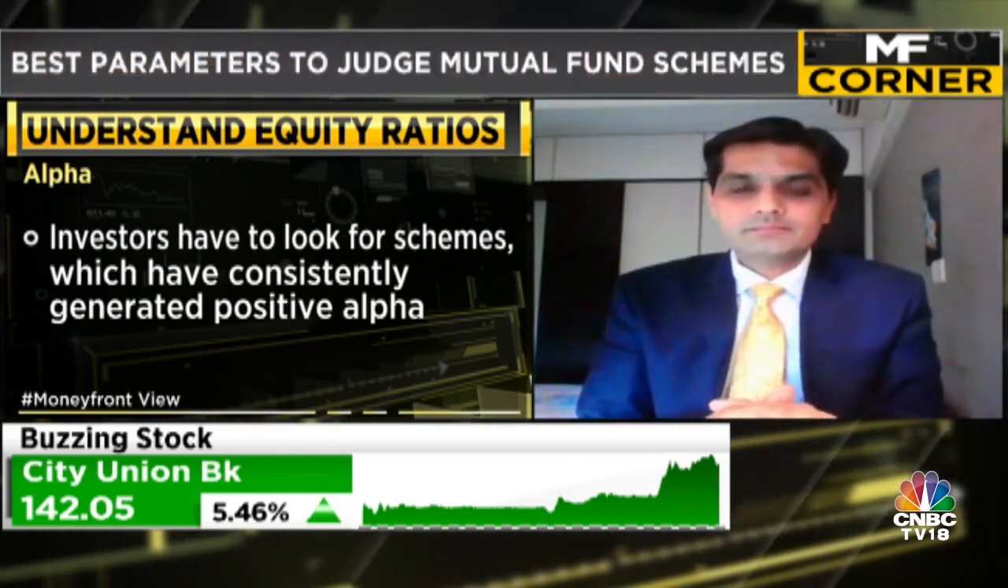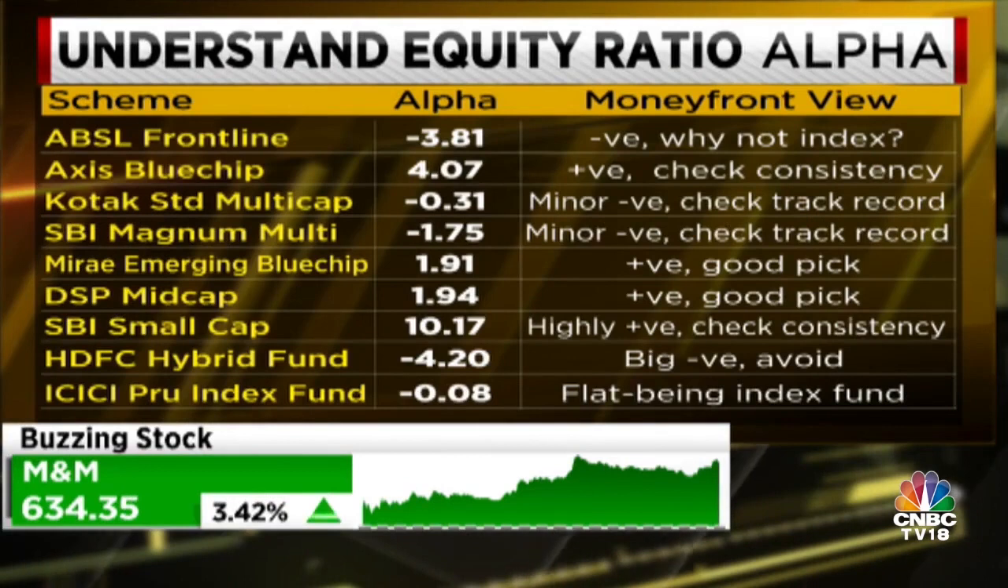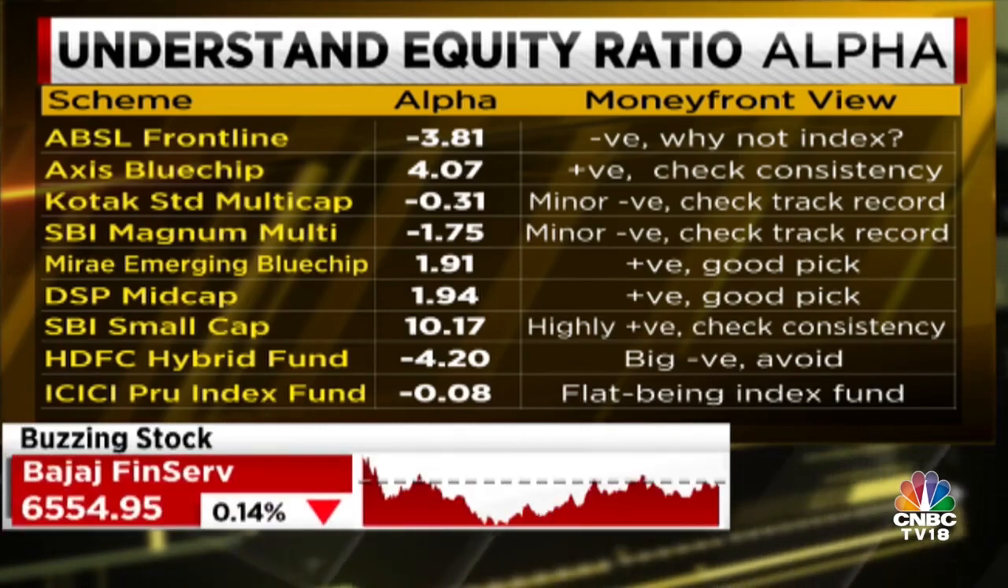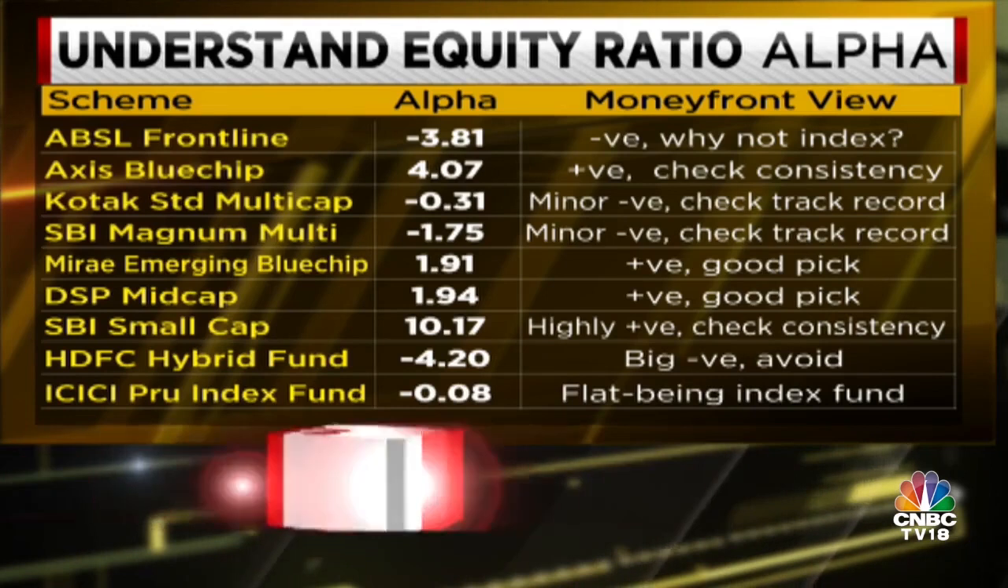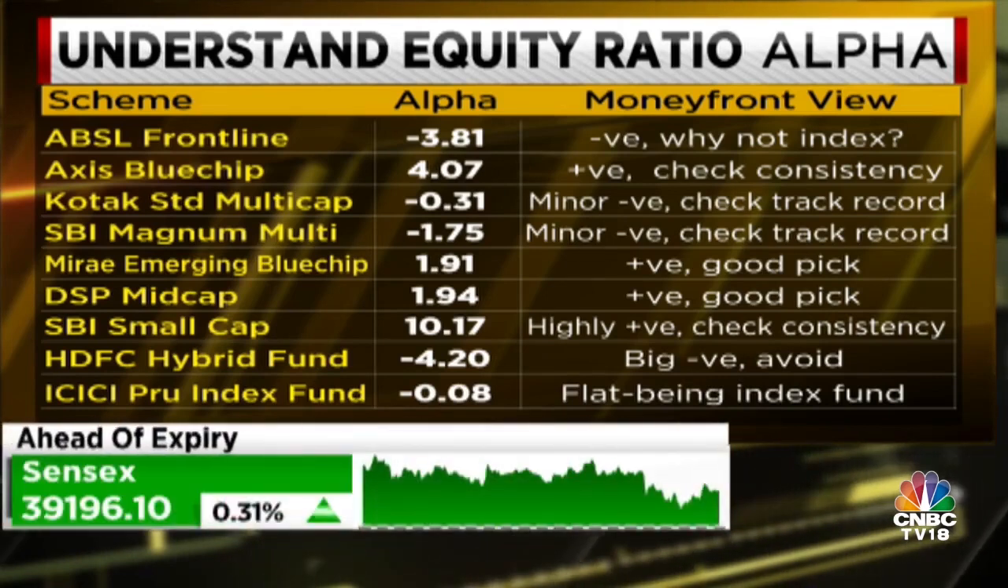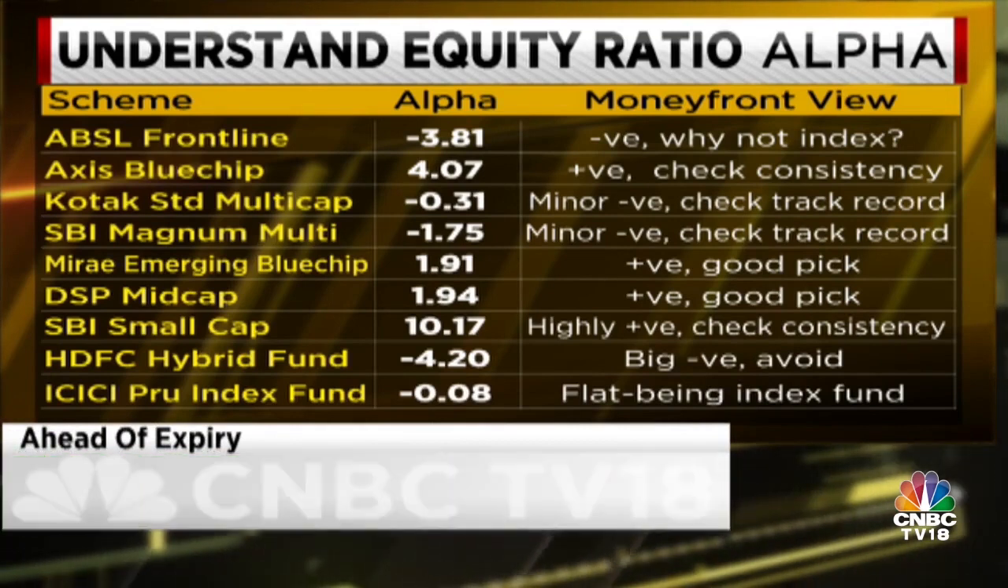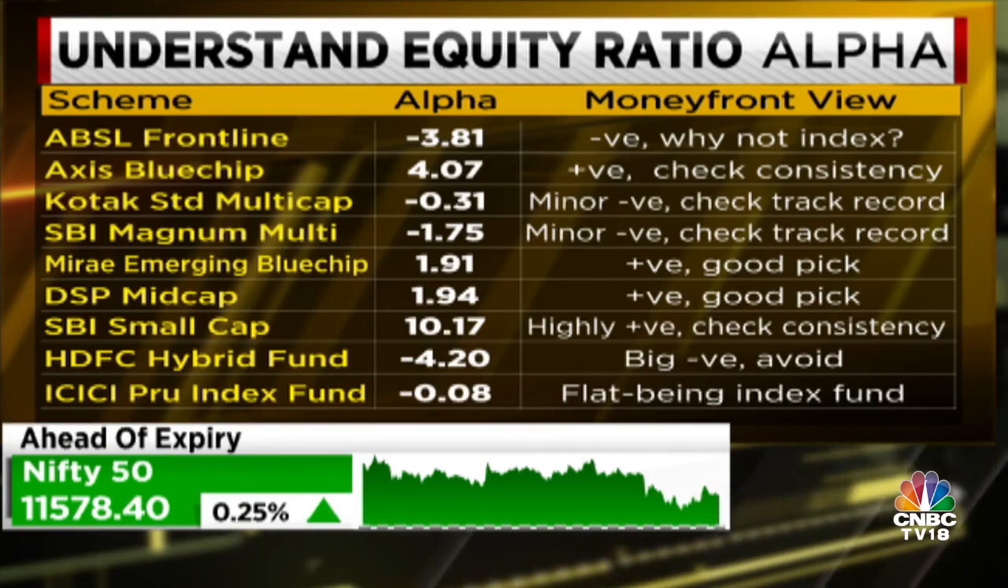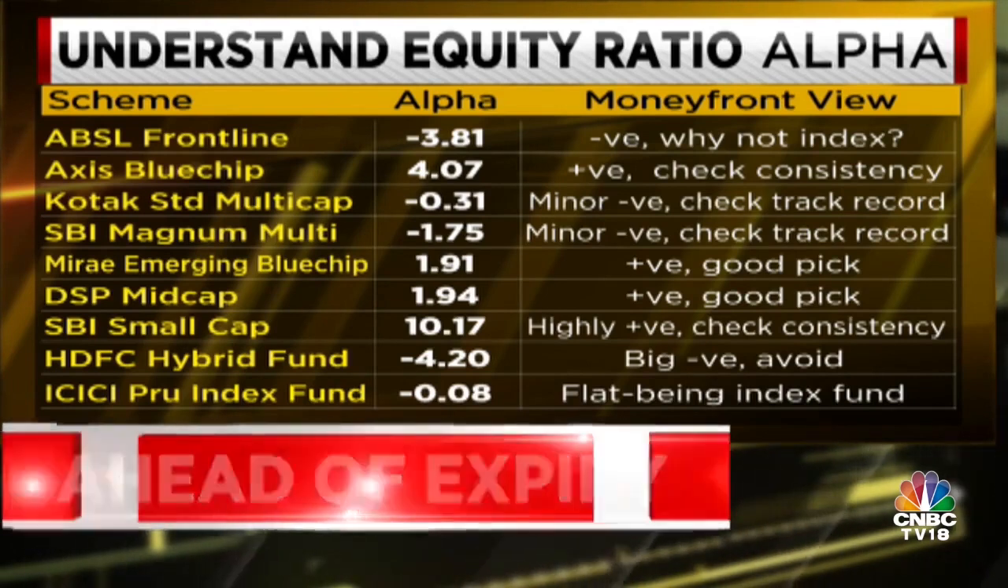Okay, so you have actually sent us a comparison of very many mutual funds. Do you want to run us through how an investor should actually read what that number denotes? Okay, so I will just open up that screen because I don't have it in front of me. Let me just read it out for your comment. We have the ABSL Frontline fund, which has an alpha of minus 3.81. Some other funds have alphas of 4 plus, or minus 0.31, minus 1.75.